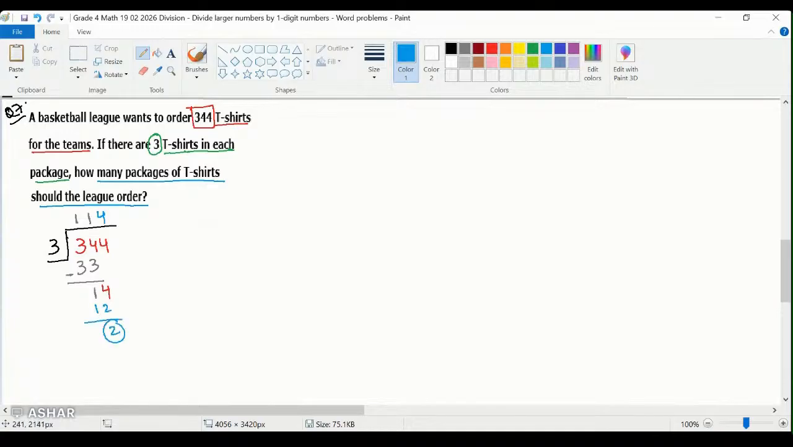We need to buy 2 remaining, right? These were already 114 packs. These were 2 t-shirts. We have to buy 2 t-shirts. These 2 t-shirts would be in 1 pack. So what are the total number of packets required? 115 packs.